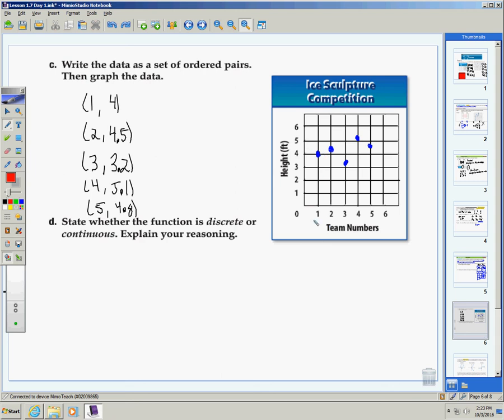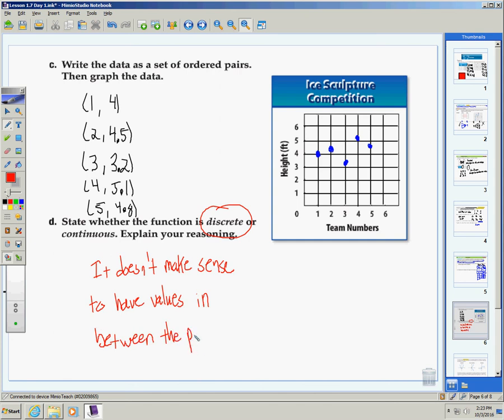And if we can't have values in between, it's obviously going to be discrete because it doesn't make sense to have values in between the points. You can't have team 1.5, so it doesn't make sense to have values in between the points. And that's why it's discrete. If it would have made sense to connect them, that's when it's continuous. It didn't make sense though, so we have a discrete function.